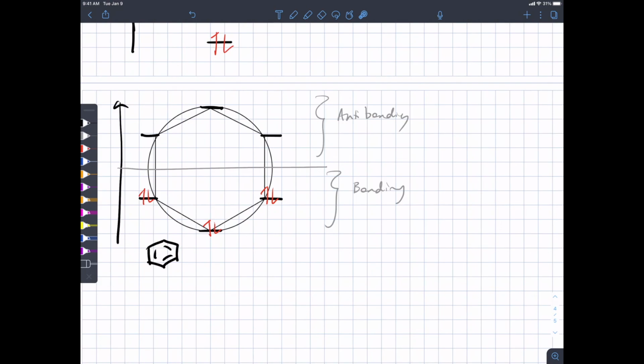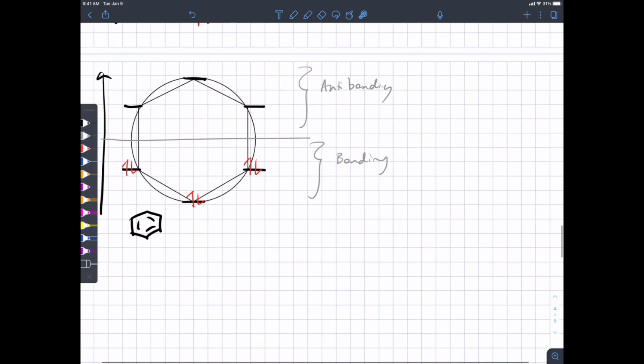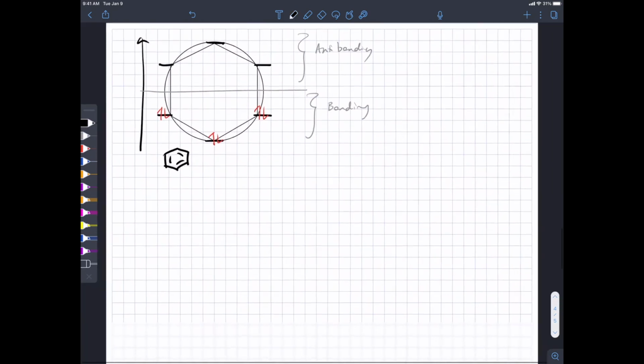Yes? Can you show us what that looks like with a 10-membered ring? Can I show you what? Sorry? What that looks like with a 10-membered ring? Can I show? Hardy har har. What does that look like with a 10-membered ring?